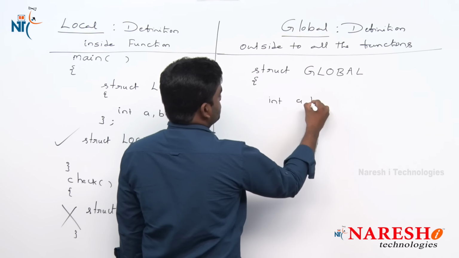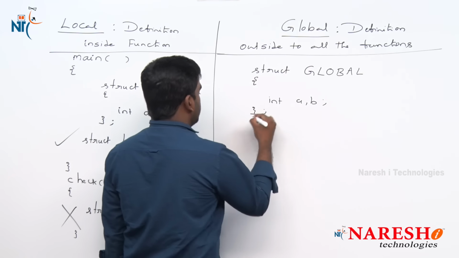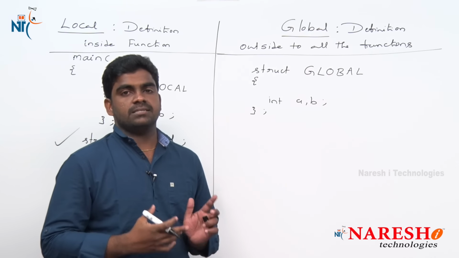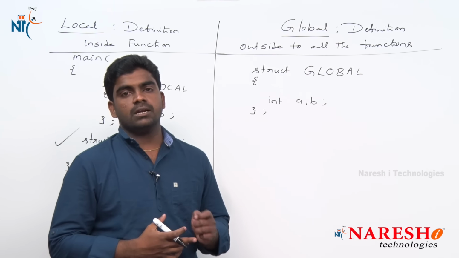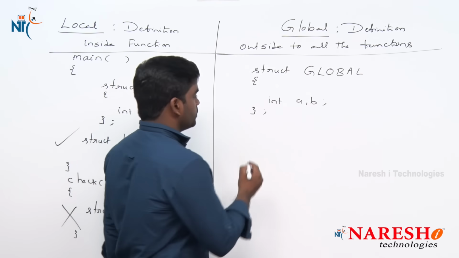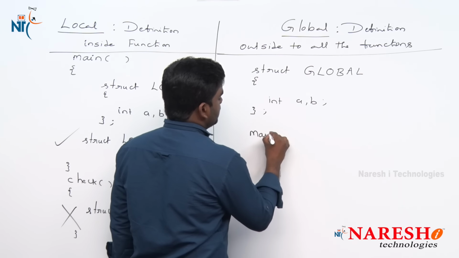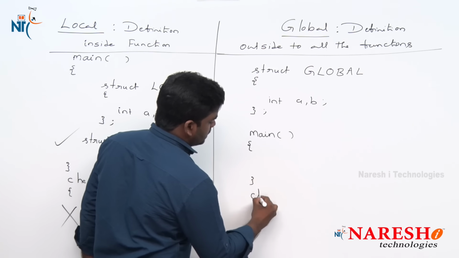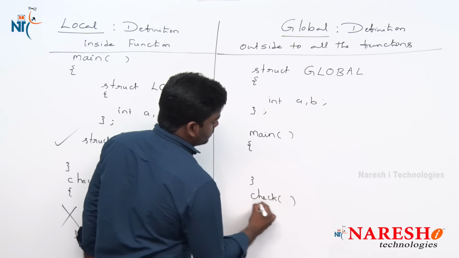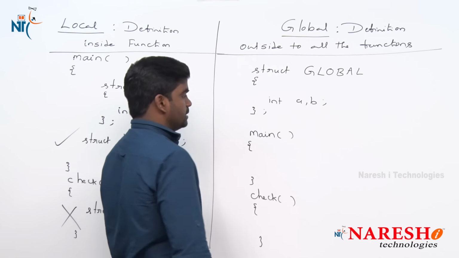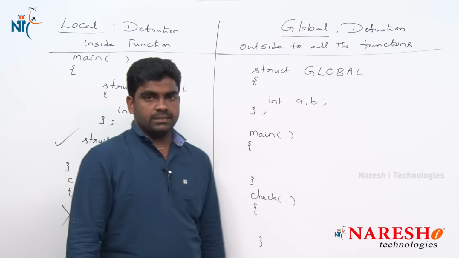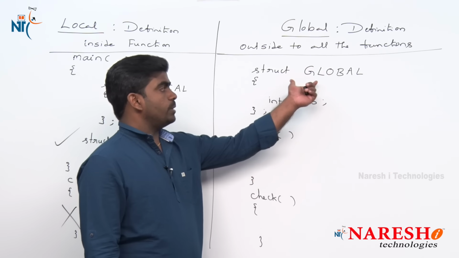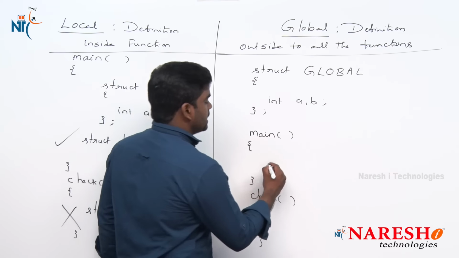Inside two integers we are declaring. What is inside? No matter. That is not our concept. Our concept is whether accessing is allowed or not. So here we are writing a main method, along with the main method, a check method is also written. Here main and check are trying to access a global. Yes, of course it is allowed.